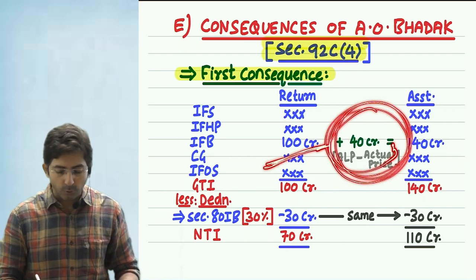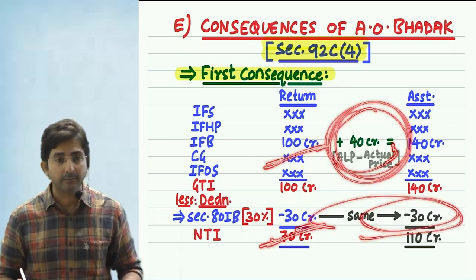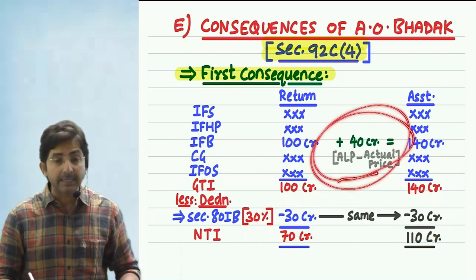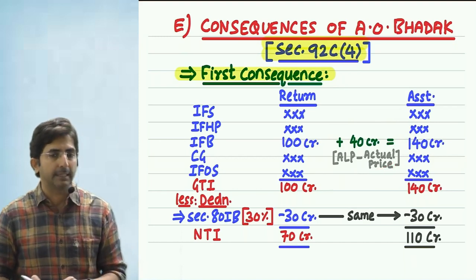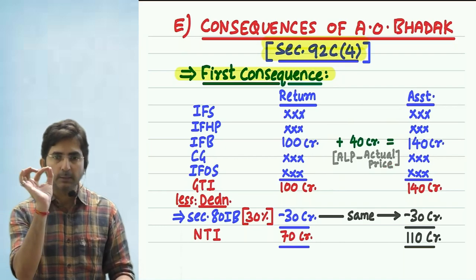And whatever you have shown on that, whatever deduction you claim, that will remain intact. My 30 crores will remain intact. But that extra income added will not be eligible for the deduction. Let me explain this in the form of legal language.